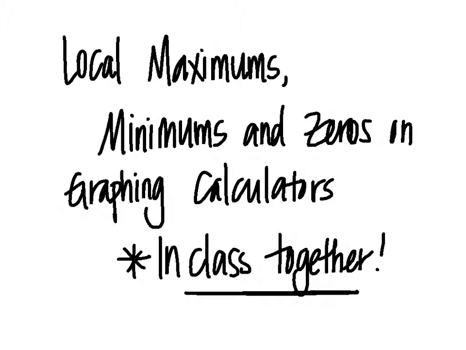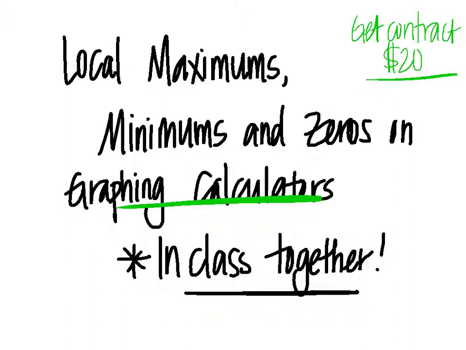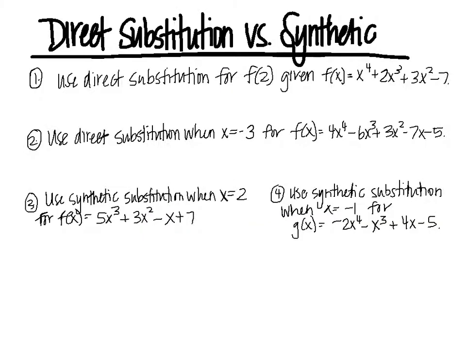Okay, looking at this, I've written a note for you. The local maximums, minimums, and zeros. When it comes to your graphing calculator, because I'm at home and I don't have my software for the calculator, what I'm going to do is do this in class together. Plus, we're going to need to walk through it step by step. If you don't have a graphing calculator, please see me now. You need to get a contract for a graphing calculator, and don't forget it costs $20. It is so important because in this section you have to have the graphing calculator to be able to do these questions.